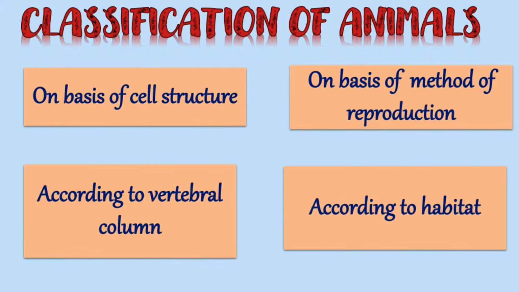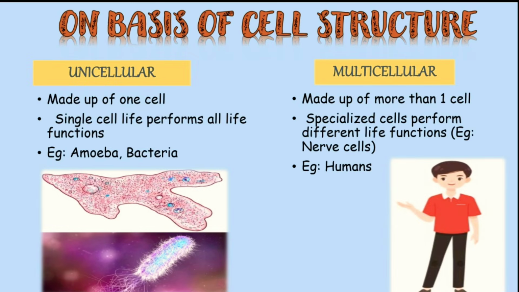Classification of animals is done on the basis of cell structure, on the basis of methods of reproduction, according to the vertebral column and according to the habitat. So let's see one by one. On the basis of the cell structure, they are divided into unicellular and multicellular organisms.